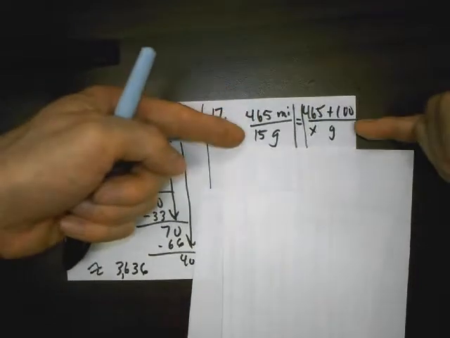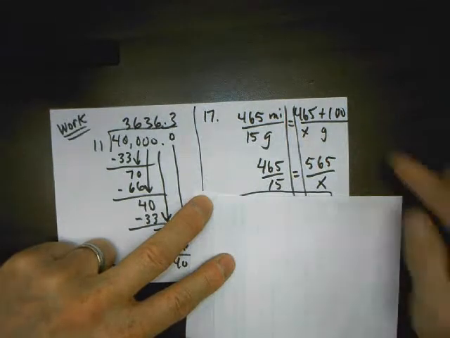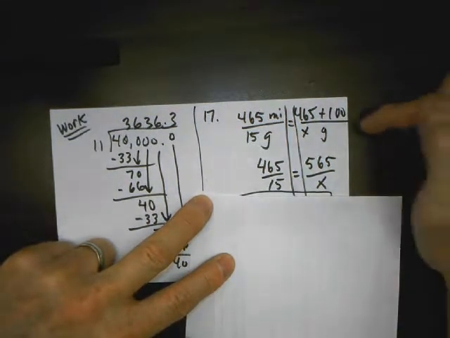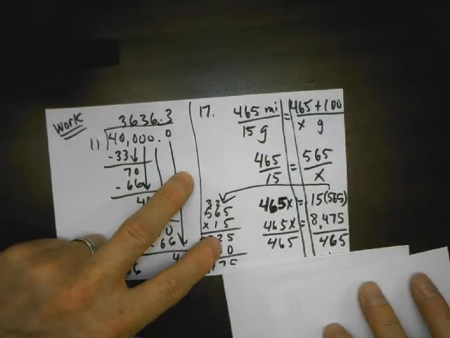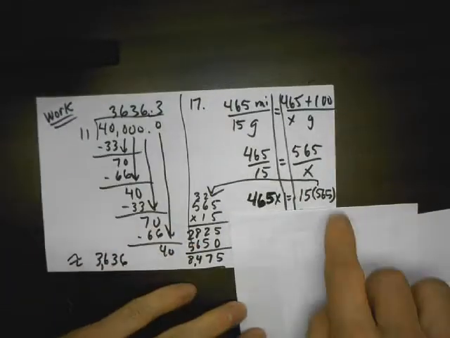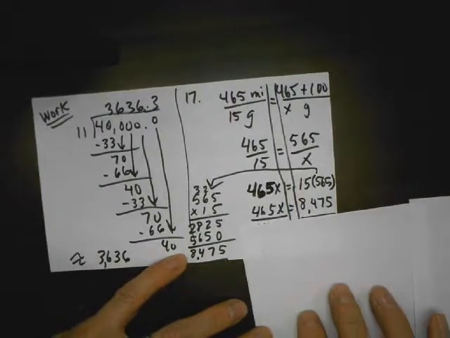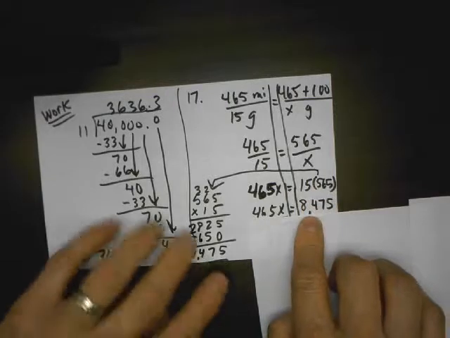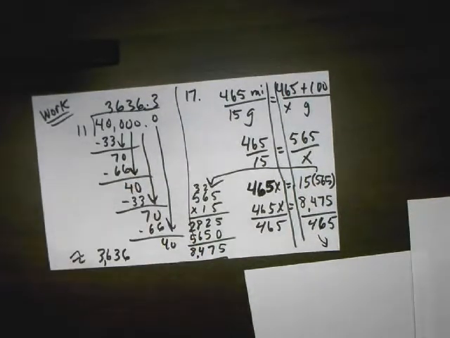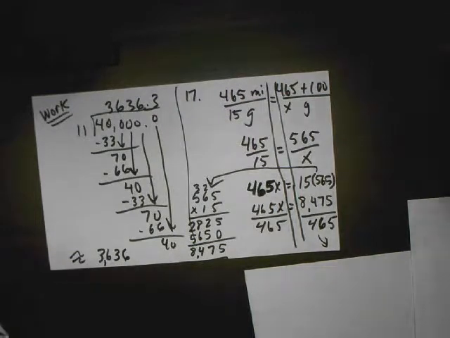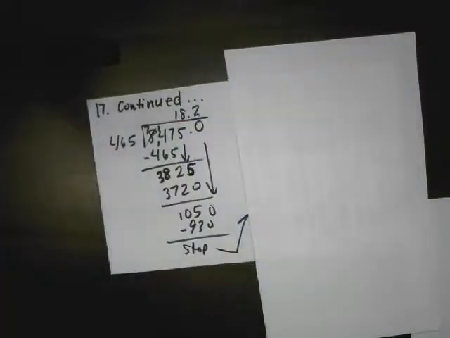Now I have miles on top on both, gallons on the bottom for both. They're asking me how many gallons for a total of 565, because that's 465 plus an additional 100. Cross multiply and divide. I showed the multiplication over here in case you had an issue and didn't know what you did wrong. Hopefully I did it right. Multiply those two, I get 8,475. Divide by the coefficient. I'll show the work for that as well. And notice that when I show the work for the division, I stopped at tenths.